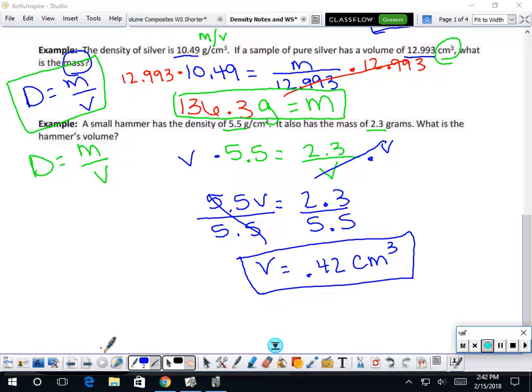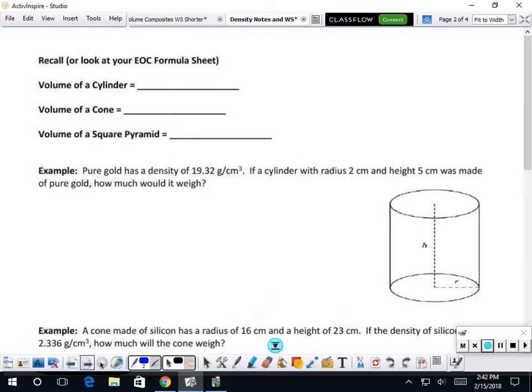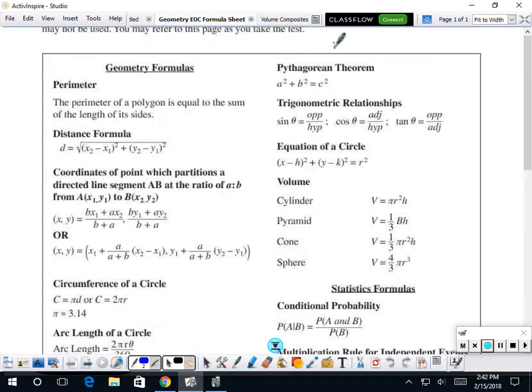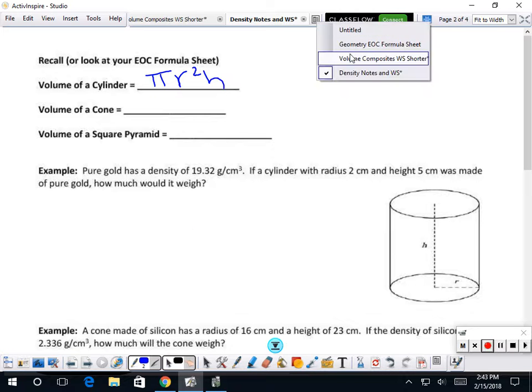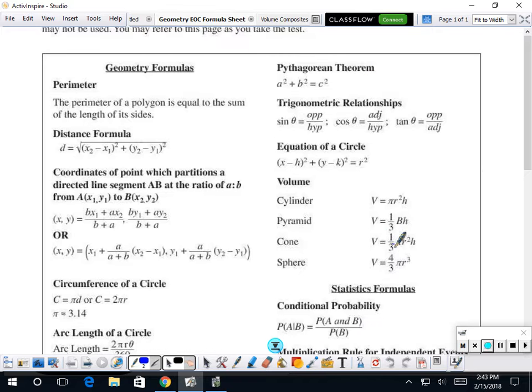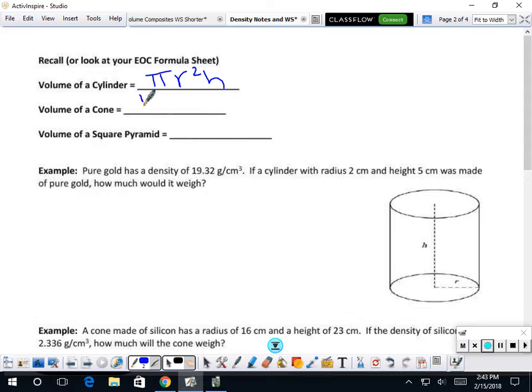Okay, so let's take a look now at the back of the notes page. Recall the volume formulas. Volume of a cylinder, looking at our EOC formula sheet, we know the volume of a cylinder is pi r squared h. Volume of a cone is 1/3 pi r squared h.